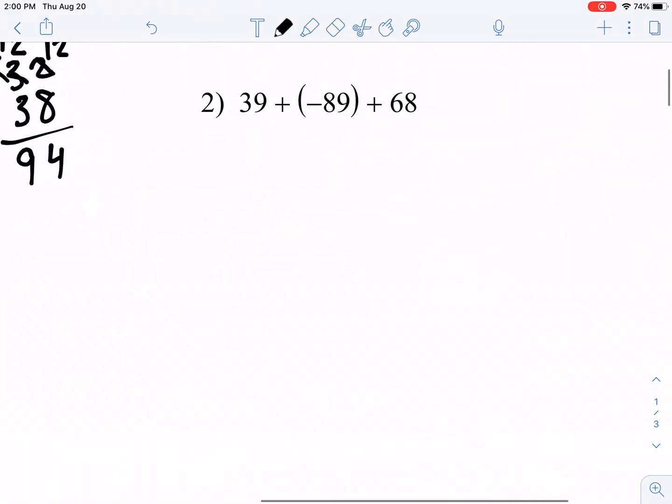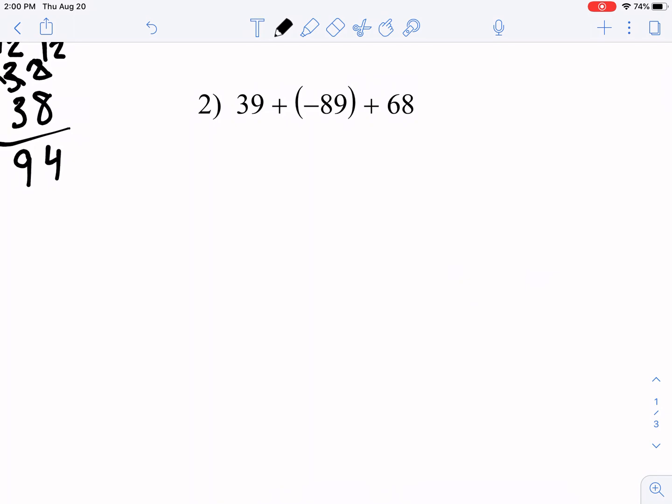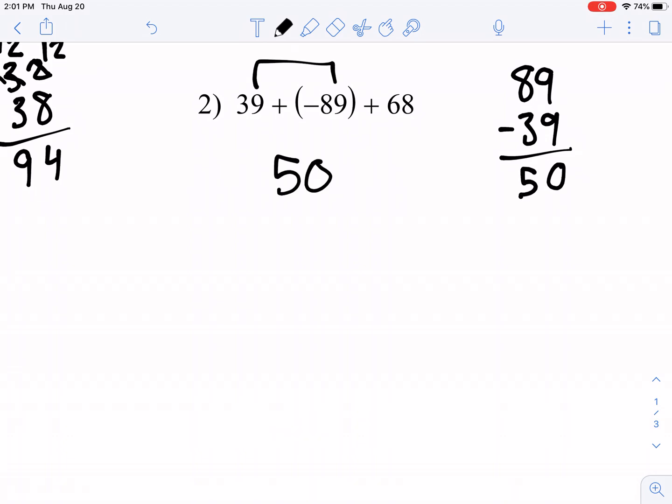Okay, number 2. We have a 39 plus a negative 89. Different signs, subtract and keep the sign of the larger. So we get 89 minus 39. 9 minus 9 is 0. 8 minus 3 is 5. So these two, I get a 50, but we keep the sign of the larger value. 89 is larger and it's negative, so I get a negative 50.